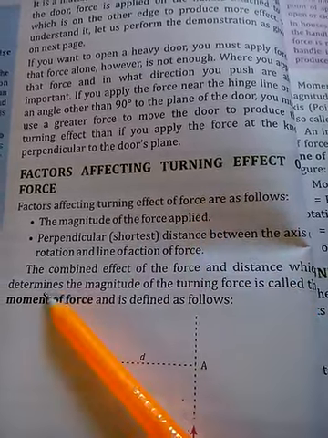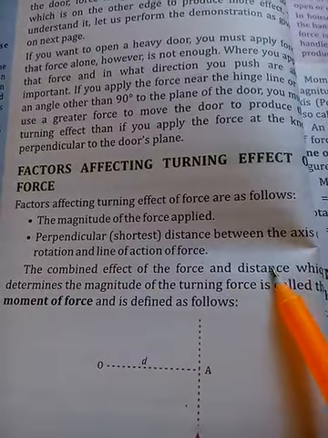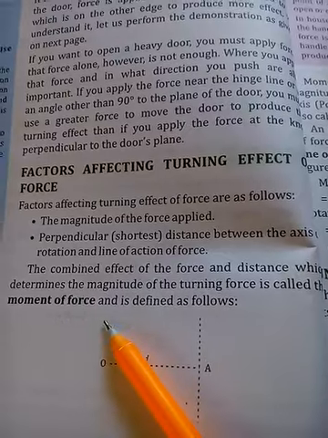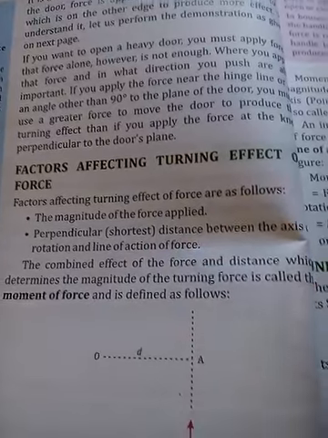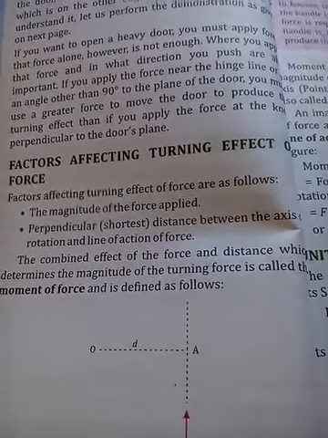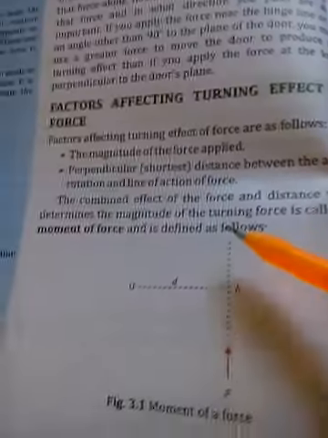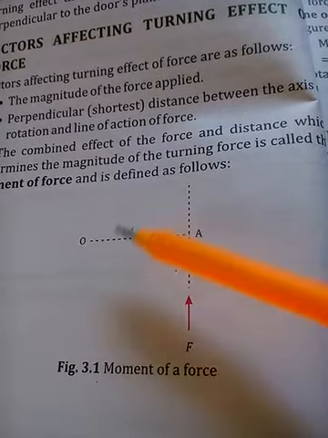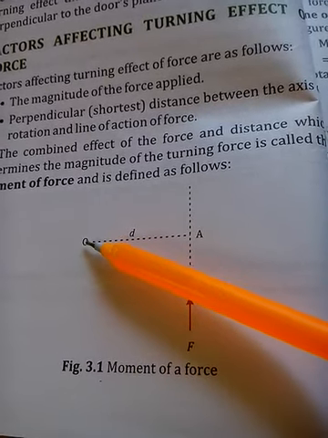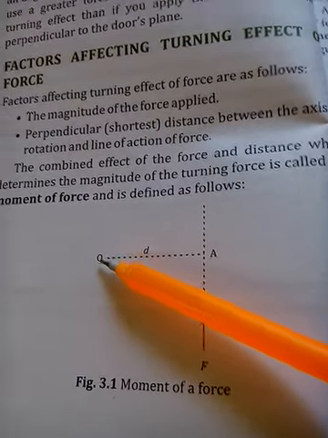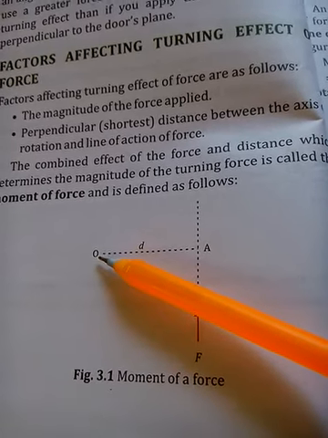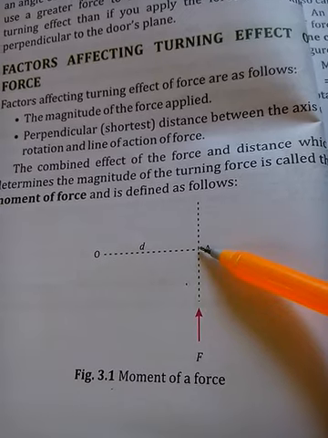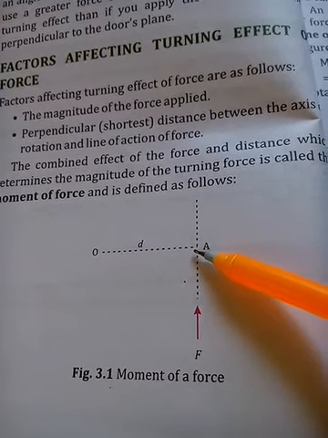The combined effect of the force and distance that determines the magnitude of turning force is called the moment of force. So underline this. So what is moment of force? It is the combined effect. Here you can see diagrammatically, suppose this is the hinge, the point about which it is pivoted. And this is the distance, here the handle of the door, and you are applying the force in this direction.